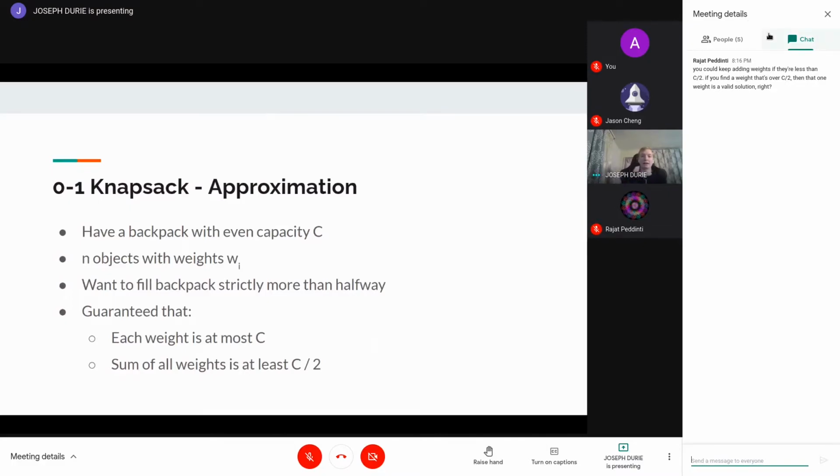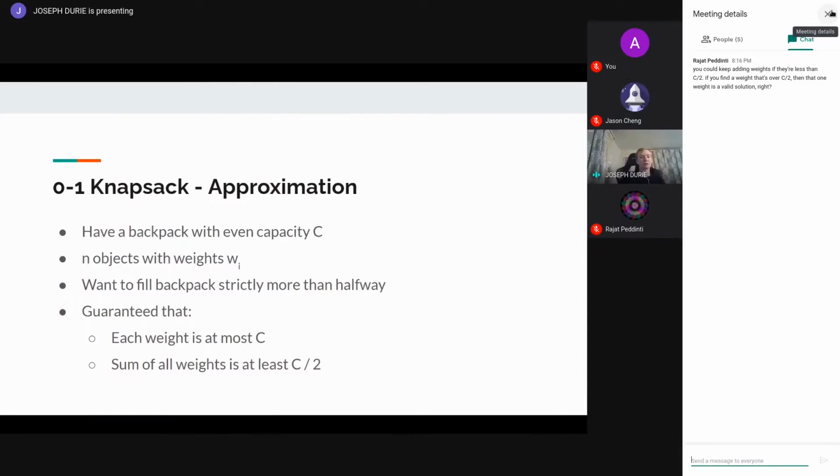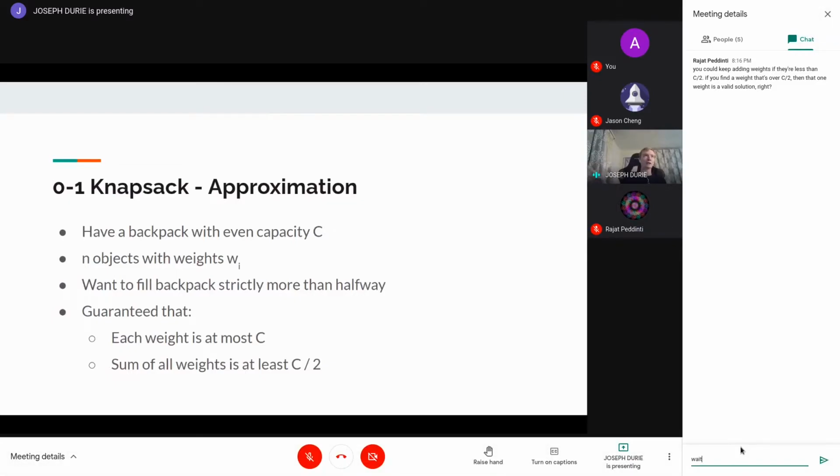Yes, exactly. So that's one solution where, if you have one weight that's bigger than C over 2, then you just take that by itself. Otherwise, you can keep adding up all of your weights, in any arbitrary order. And as soon as that sum goes over C over 2, you can stop.